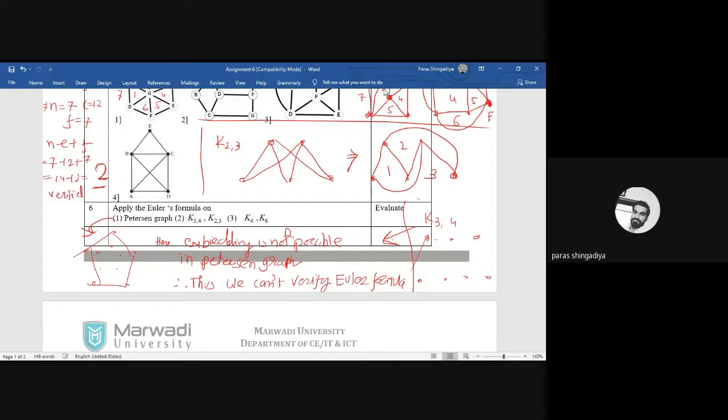And then after, try it for K4. Okay. K4 is also planar, so consider the planar form of K4. And for K6, write the same conclusion: embedding is not possible in K6. Okay. So therefore we cannot verify the Euler formula. If you have any query, any doubt, please ask. Otherwise do it.